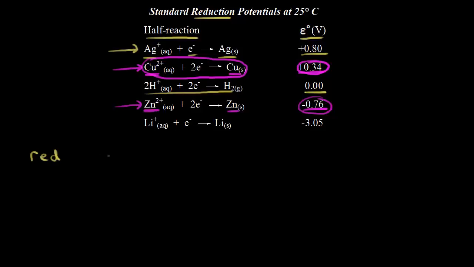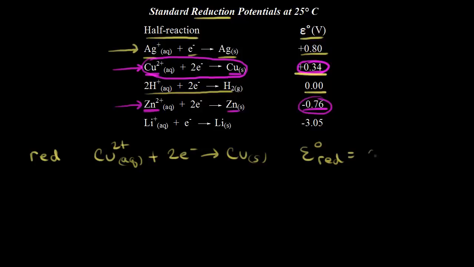This is our reduction half reaction where we have copper 2+ ions gaining 2 electrons to turn into solid copper. And the standard reduction potential is positive 0.34 volts. So this is equal to positive 0.34 volts. Well, we know in a redox reaction something is reduced and something is oxidized. And since we already have our reduction half reaction, we need an oxidation half reaction.